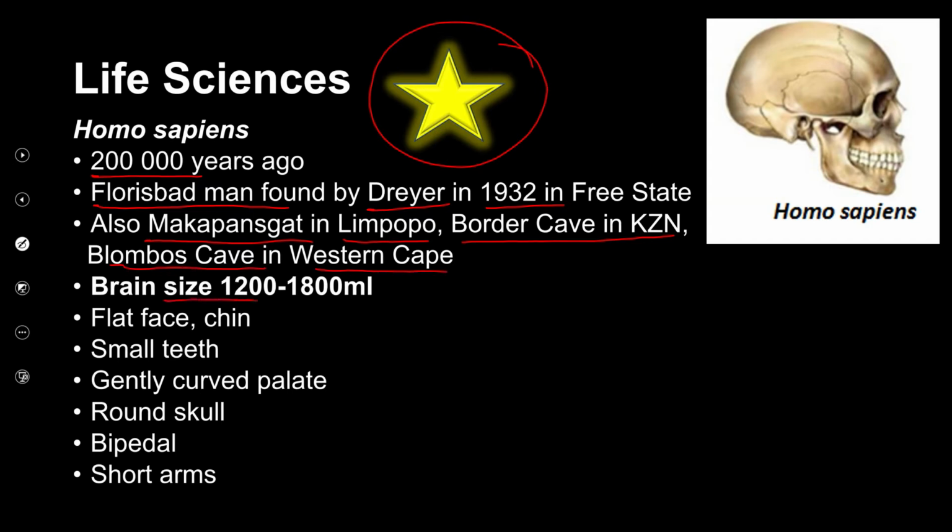The brain size was between 1,200 and 1,800 milliliters. They had a flat face, a defined chin, small teeth, a gently curved palate, and a rounded skull. They were bipedal, and they had shorter arms. And here in the diagram you can see very nicely where the cranial capacity is much greater. You can see there's a much larger forehead, and remember that's where the frontal lobe is, where your intelligence and your higher thinking and communication is situated.